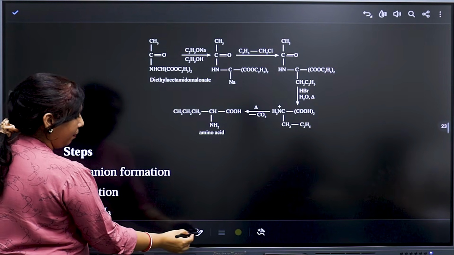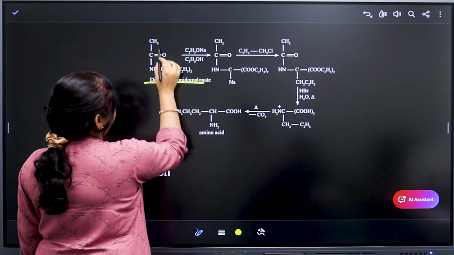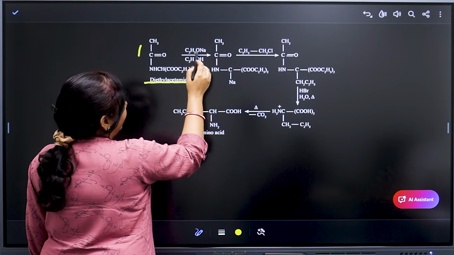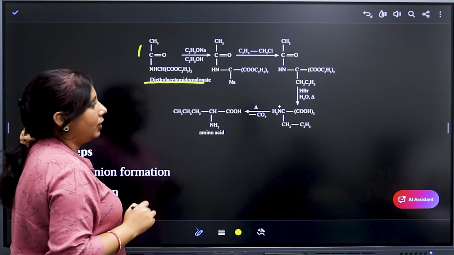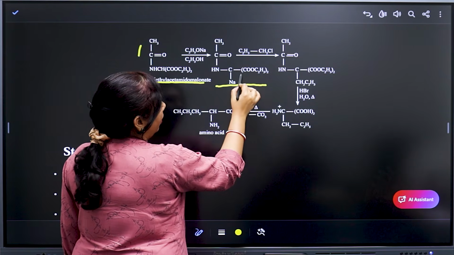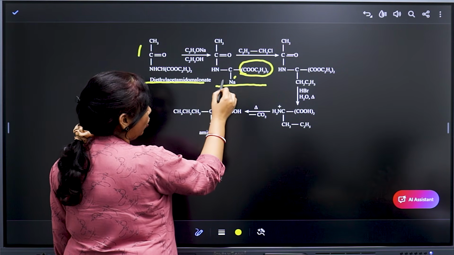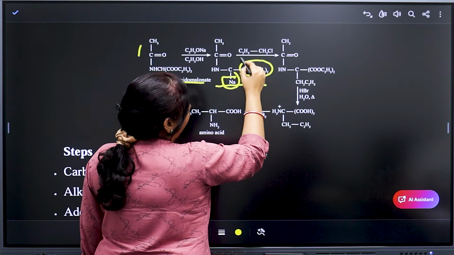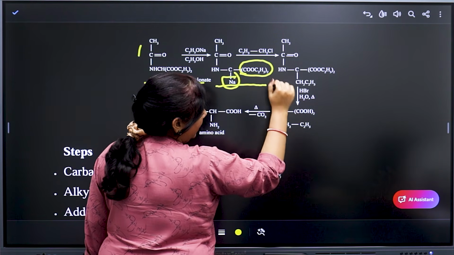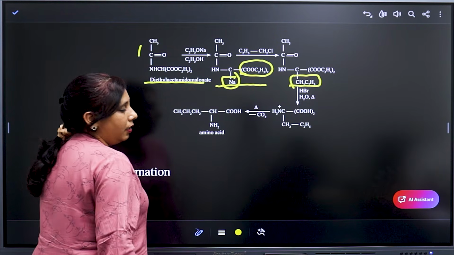Here there is an example. First one is diethyl acetamidomalonate. Now this is a malonic ester, an alkylated malonic ester. This reacts with sodium ethoxide in the presence of ethyl alcohol, and we will get the carbanion. One more COOC2H5 group is present here and sodium is added here. Then when reacted with C2H5CH2Cl we will get this compound. The sodium is replaced with this group, right?